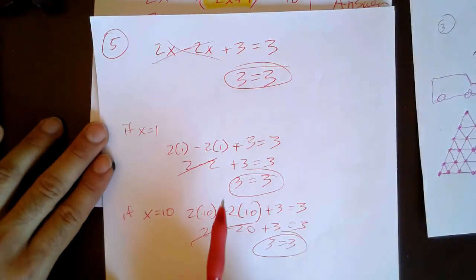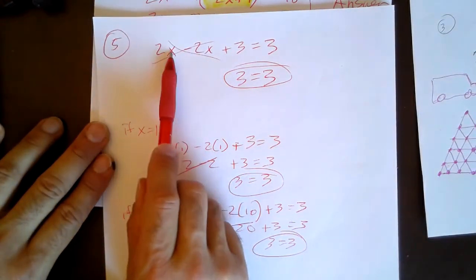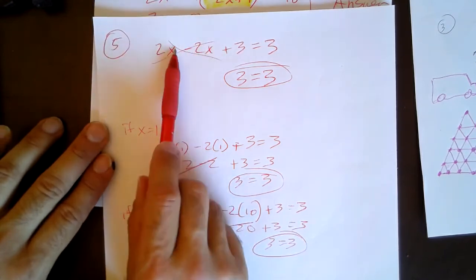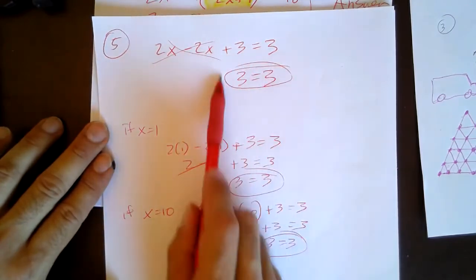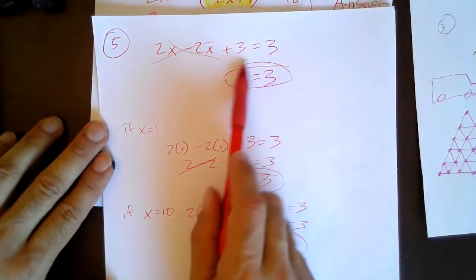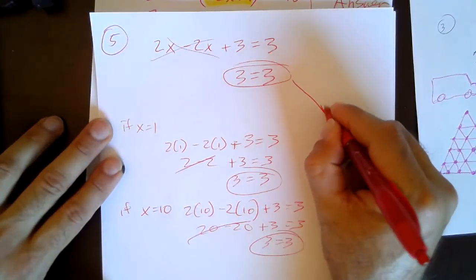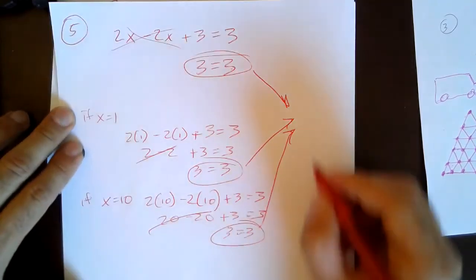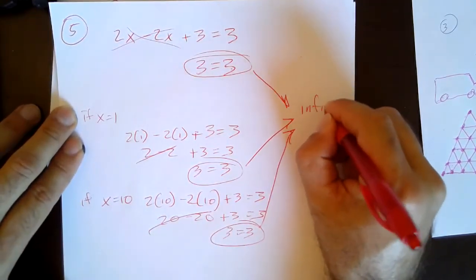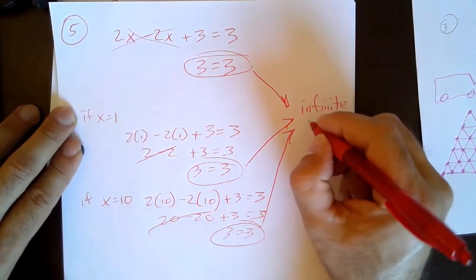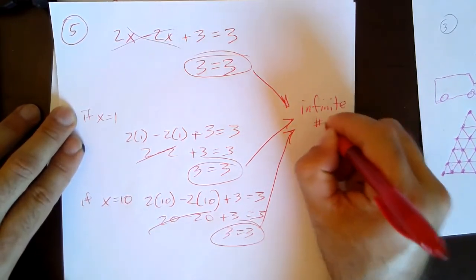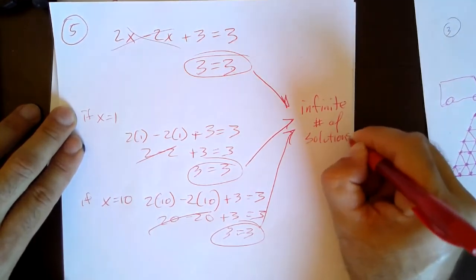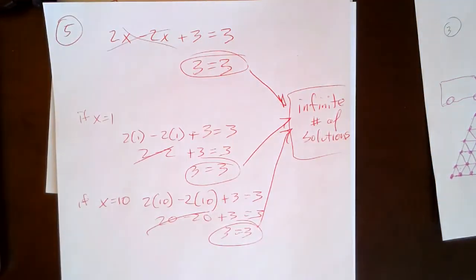The reason is that when your variables disappear on you, any value you plug in for x will make this scenario true. So when your variables disappear and you end up with the same values, a true statement, then it's an infinite number of solutions. Any value for x will work.